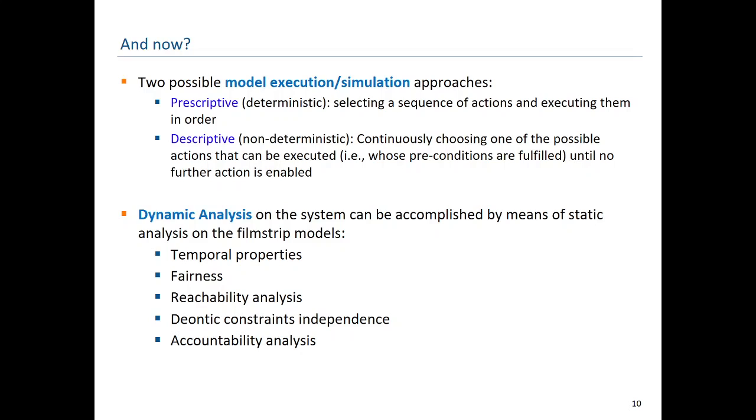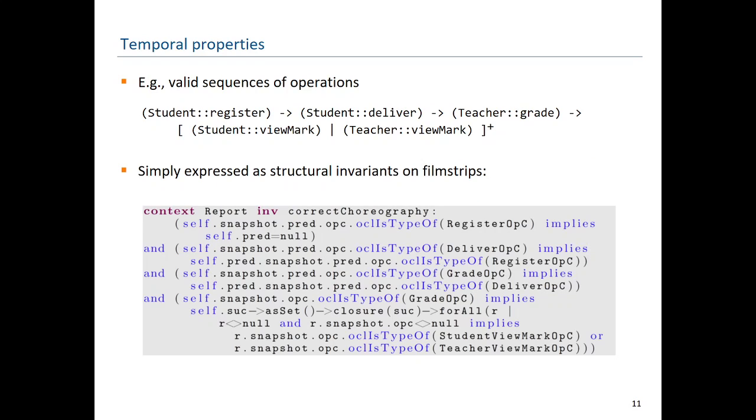Secondly, we also allow different kinds of analysis on the system specifications, such as temporal or reachability analysis, constraint independence, or accountability analysis. The paper contains the description of all these analyses, but let us briefly illustrate here two of them. For example, we can check whether a sequence of operations is valid or not according to the deontic rules. In this case, a student registers with a teacher, then he delivers the report, it is graded, followed by a sequence of views by the teacher or the students in no particular order. This constraint can be simply specified as a static invariant on the film strip, as shown there.